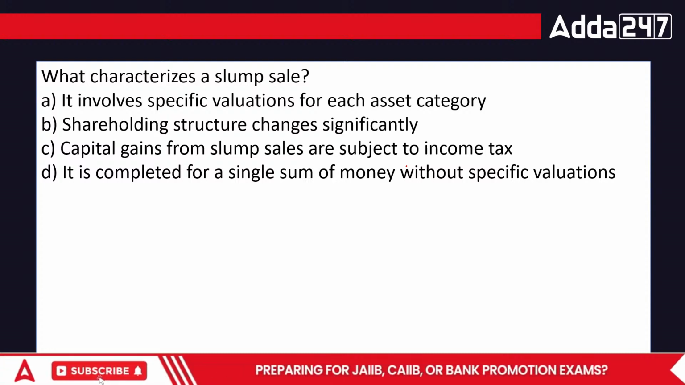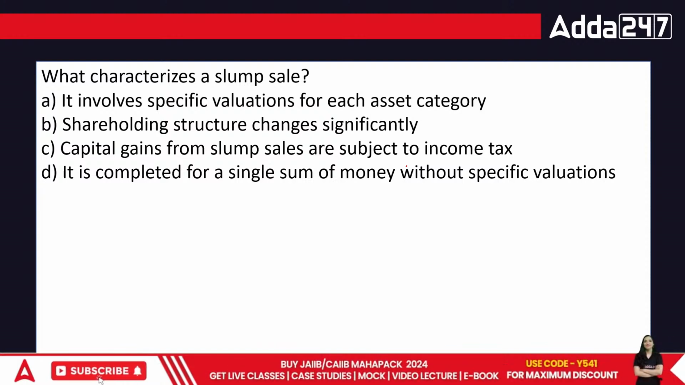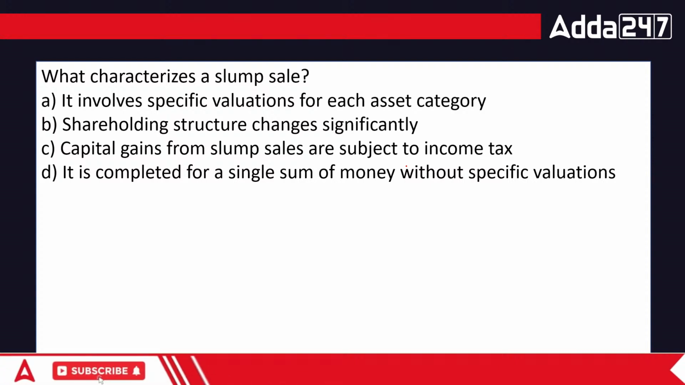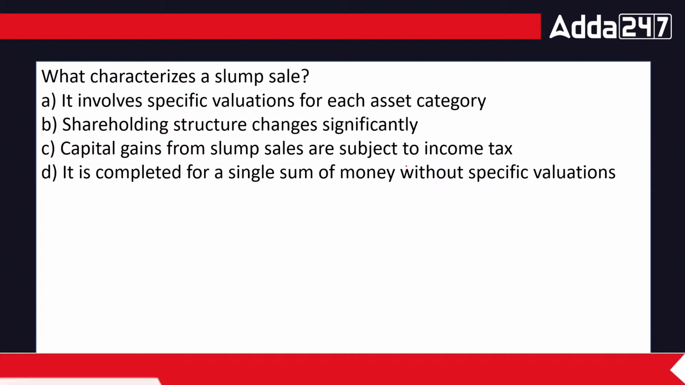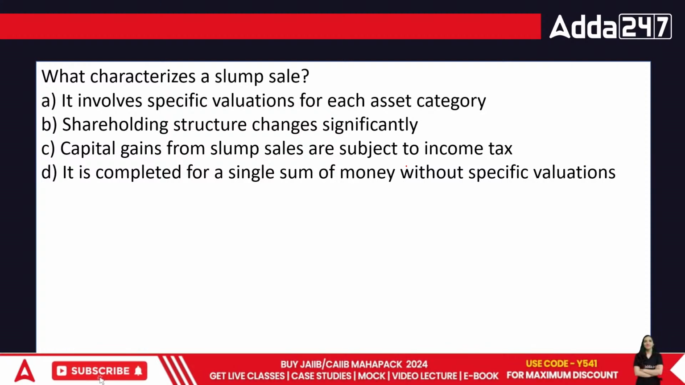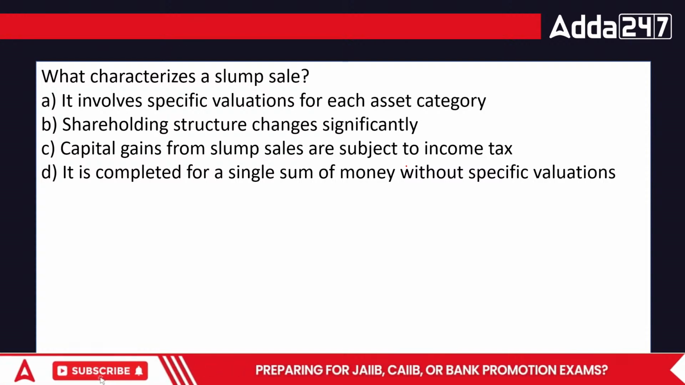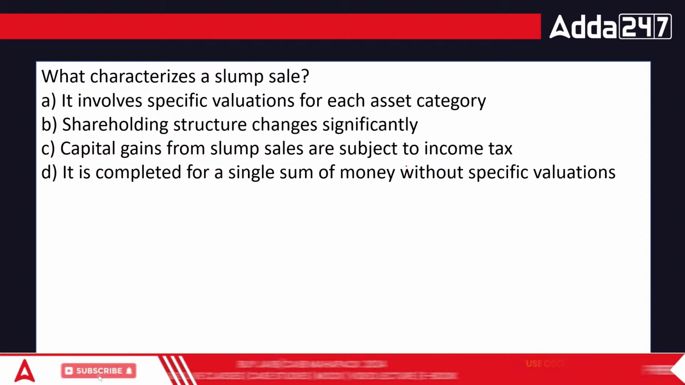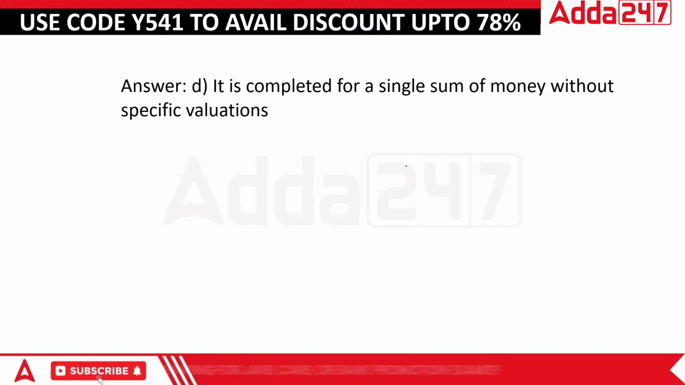If you buy some other organization, and you are accepting its good and the bad things, it involves specific valuations of each category, or the shareholding structure changes significantly, capital gains from slump sales are subjected to income tax, or it is completed for a single sum of money without specific valuations. The correct answer to this question is we actually buy the entire organization's assets and we value them together. It is completed for a single sum of money. That is called a slump sale.